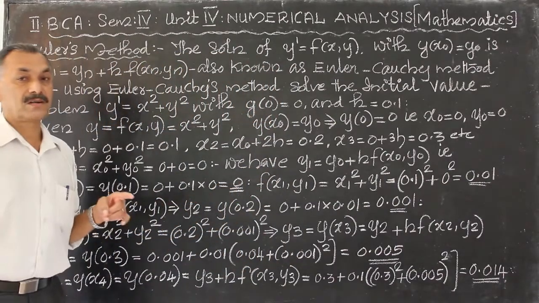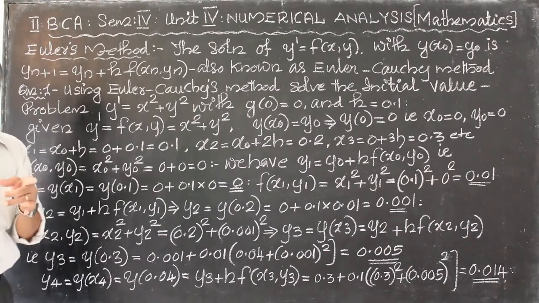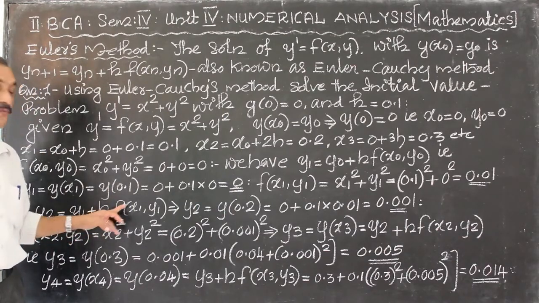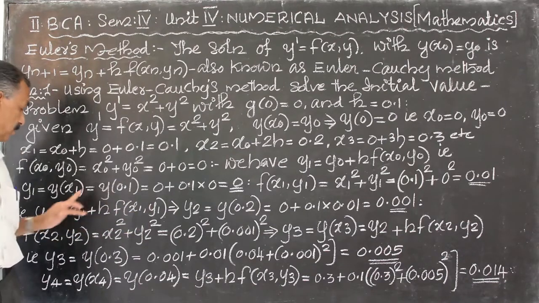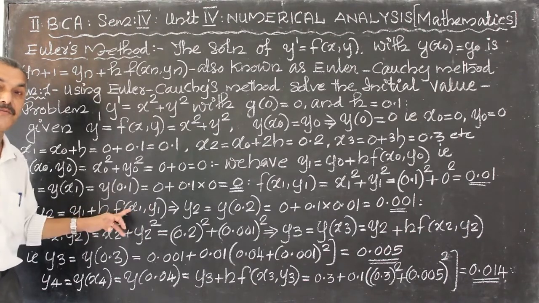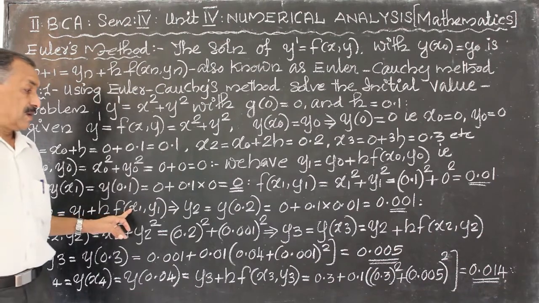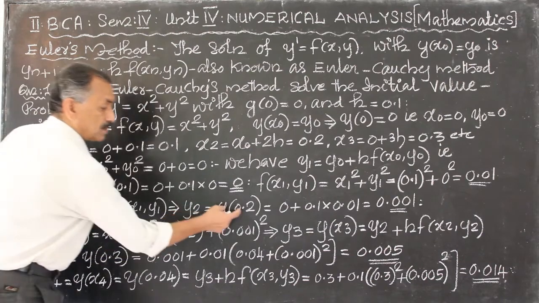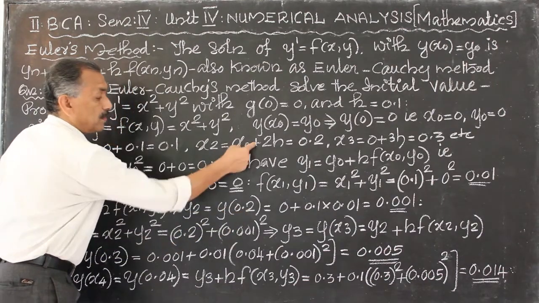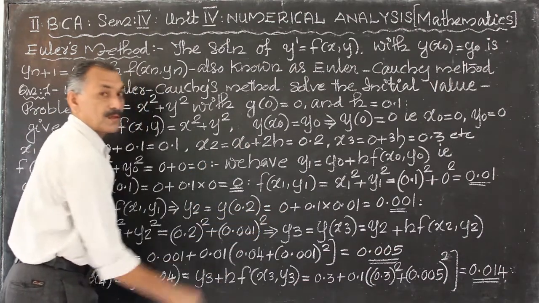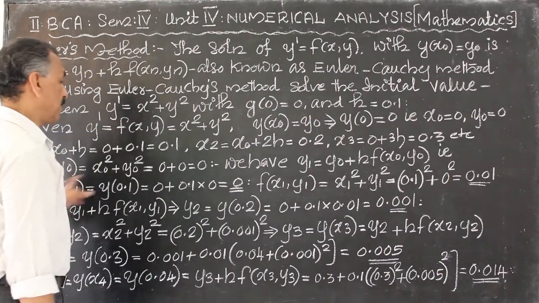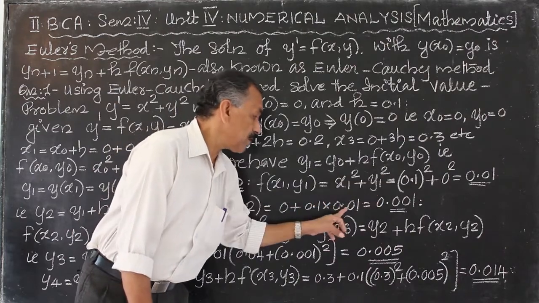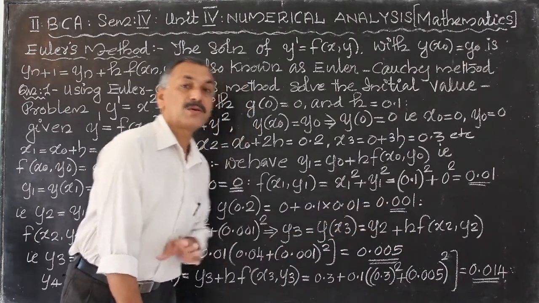Then what is y2? y2 means y of x2. That is y2 = y1 + h f(x1, y1). That is y2 = y(x2) = y(0.2). With y1 equal to 0, plus h into f(x1, y1).